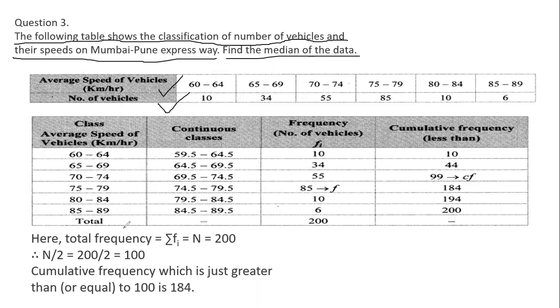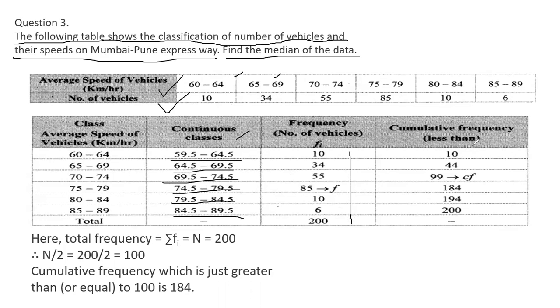Now first we draw the table. So here you can see it is not a continuous class. So first you have to convert it into a continuous class. So 60 and 64, you have to write 59.5 and 64.5. So these are the continuous classes. First you have to change to continuous class. Then write down the frequency as it is.